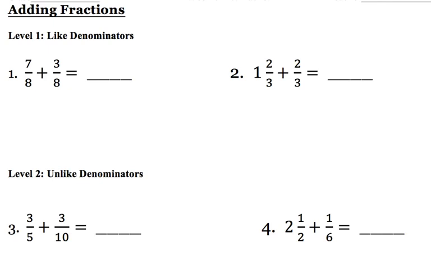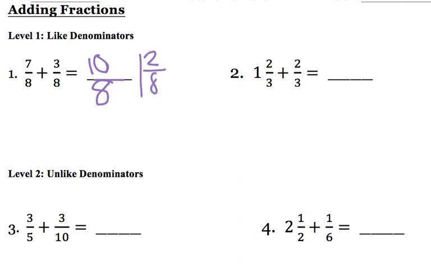Okay, ignoring that part. So for number 1, since the denominator is the same, you put that as a denominator, which is 8, and you add 7 plus 3, which gives you 10. Then you think to yourself, how many times does 8 go into 10? Which is 1 time, and there's 2 left over. That's a 2, and then over 8.